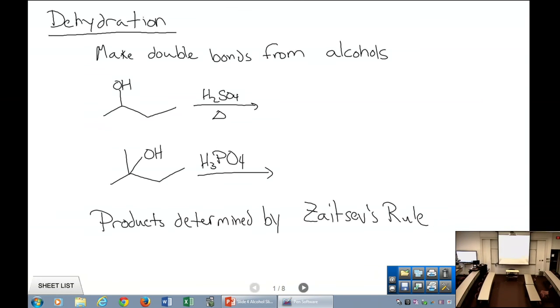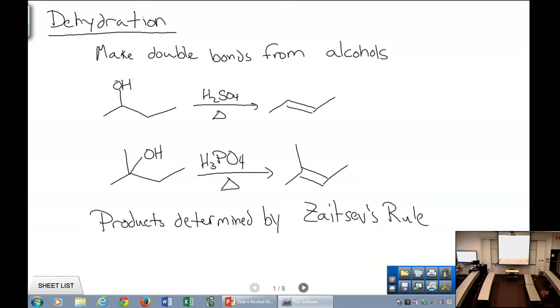So if you have an alcohol, you can turn the alcohol into a double bond through a dehydration. So basically by removing water. So if you have an alcohol and you treat it with a strong acid like sulfuric acid and you heat it, you will turn that into a double bond. Similarly, if you have phosphoric acid, you can do the same thing and make a double bond.